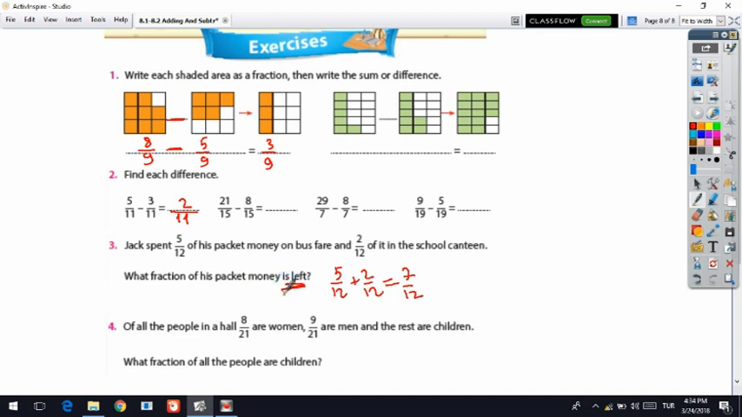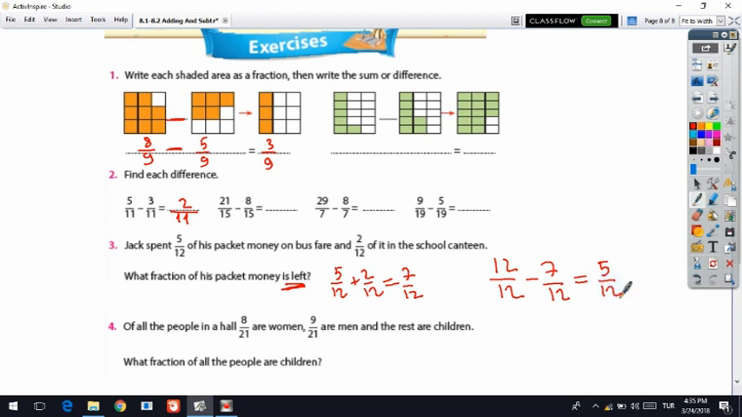In the beginning, how much money did he have first? You can understand the whole part by looking at the denominator. If the denominator is 12, in the beginning of the question, Jack has 12 over 12. Then you can subtract 7 over 12, because 7 is what he spent for the school canteen and bus fare. 12 minus 7 is equal to 5, and 12 doesn't change. The answer is 5 over 12.